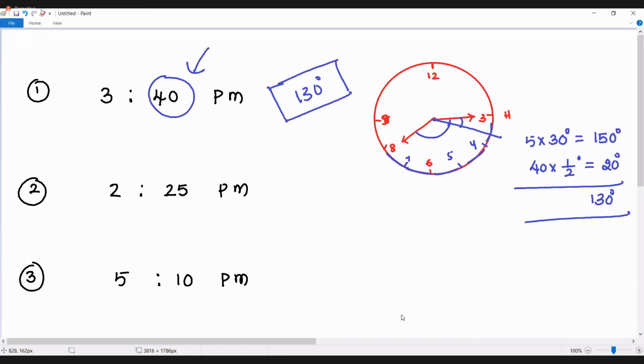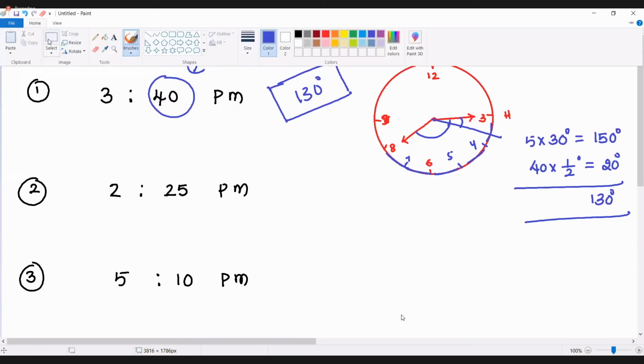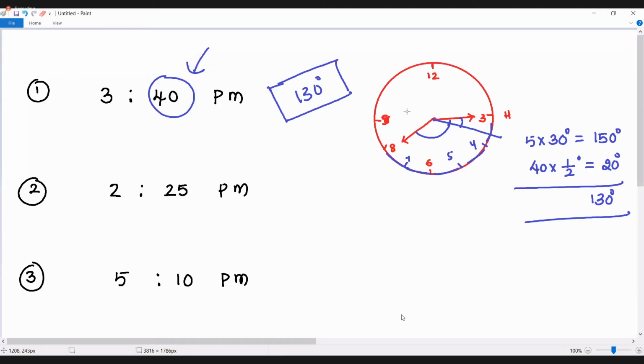Similarly, if it is 2 o'clock 25 minutes, just observe how we can proceed with 2:25. The same logic can be applied.